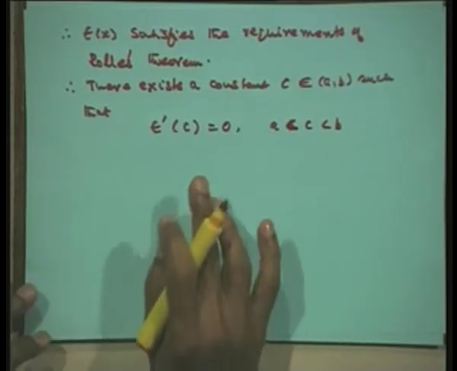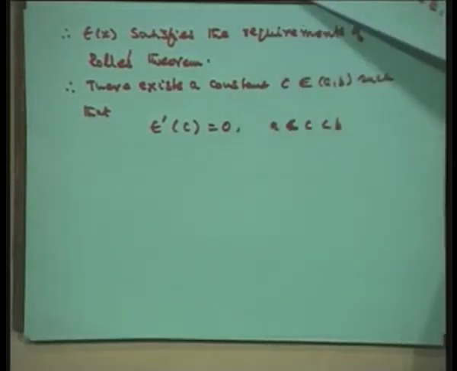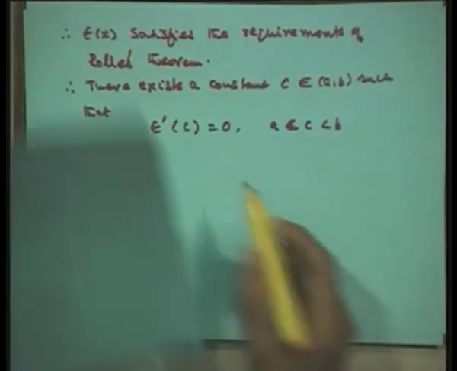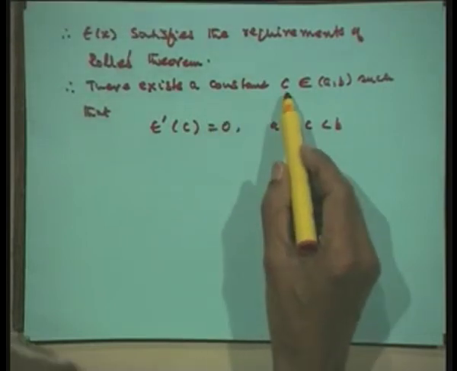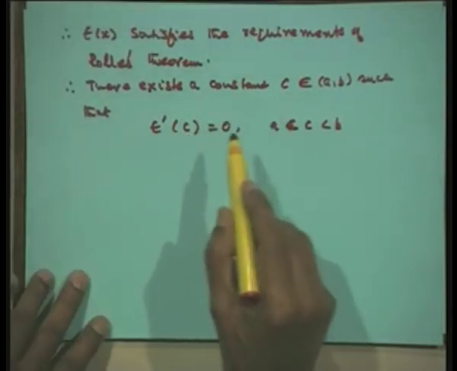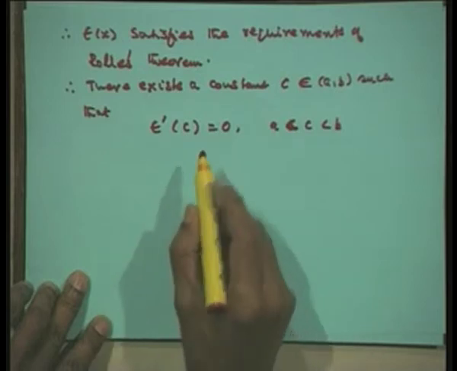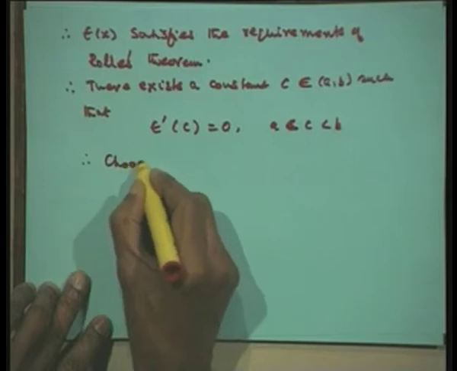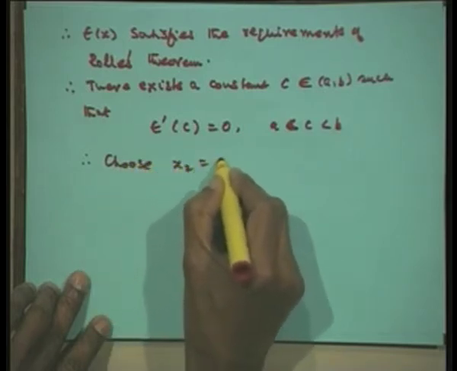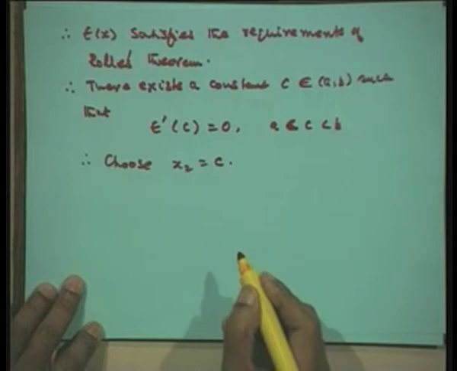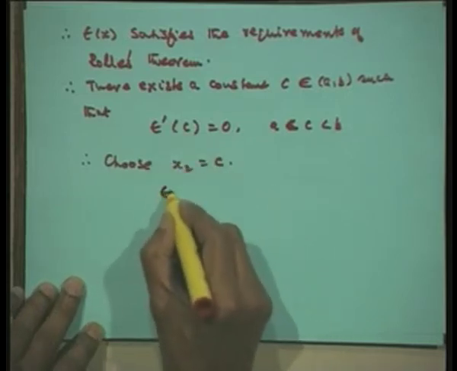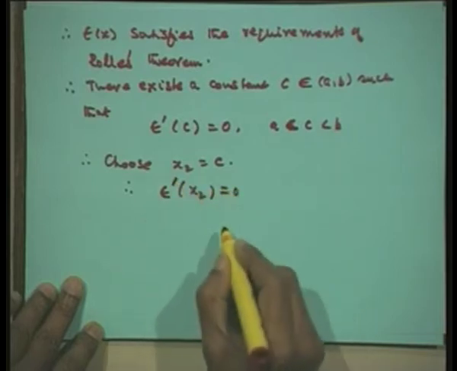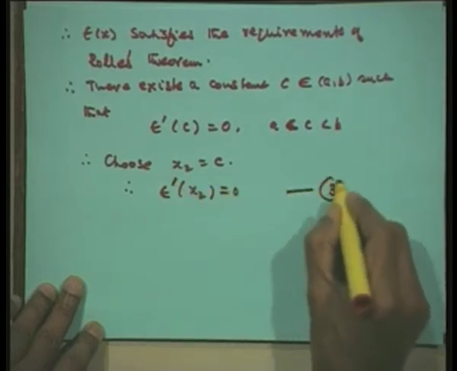Now, it is at this particular stage we will bring in this point x 2 that we are talking of. Since Rolle's theorem states that there exists a point C such that epsilon dash C is equal to 0, we shall choose this point C as our x 2. Therefore, we shall choose x 2 is equal to C, which would imply epsilon dash at x 2 is equal to 0. I will take this as my third equation.